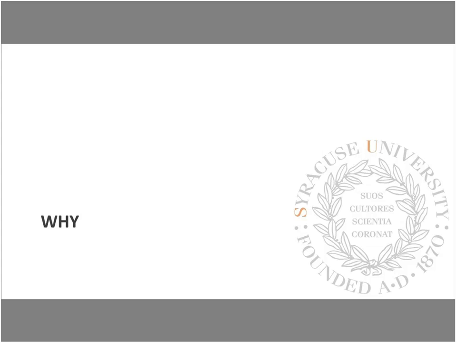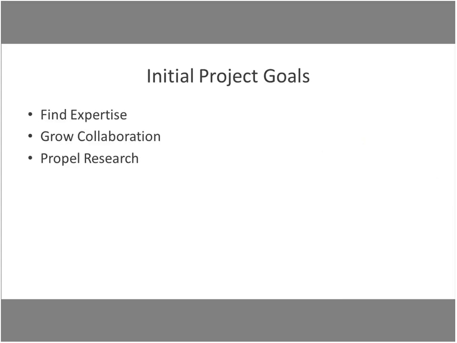So why did we implement this? Well, these were our initial project goals. And looking from these initial project goals, probably many of your campuses have similar goals to this. If you're looking at sort of big general goals for an institution: find expertise, highlight the expertise you have on your campus, grow collaborations, grow research. This is not unique to where we are right now at Syracuse.